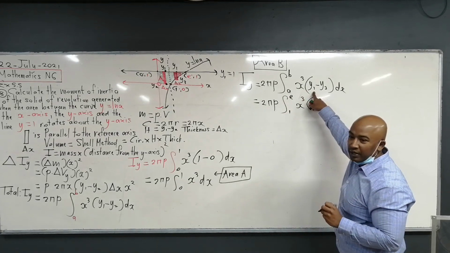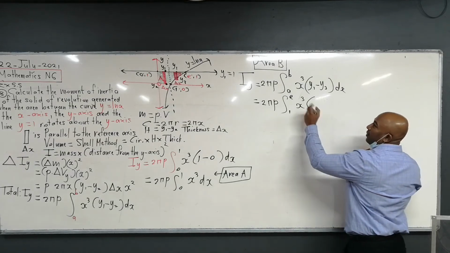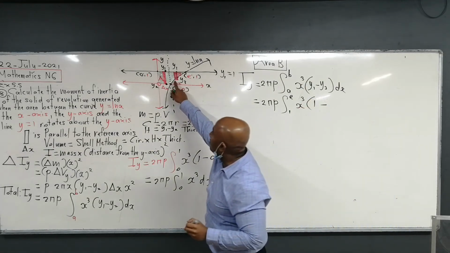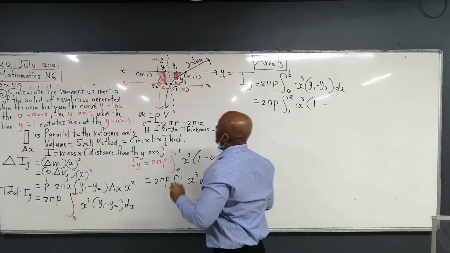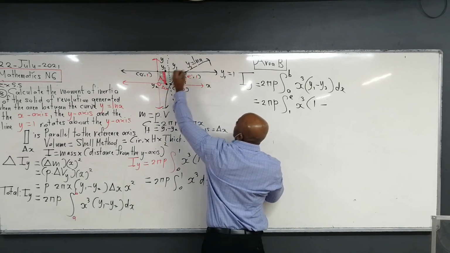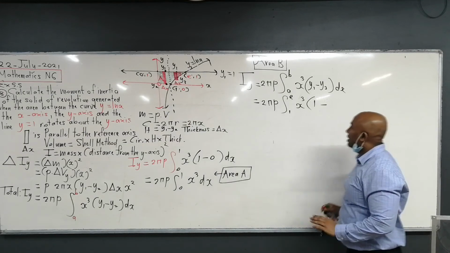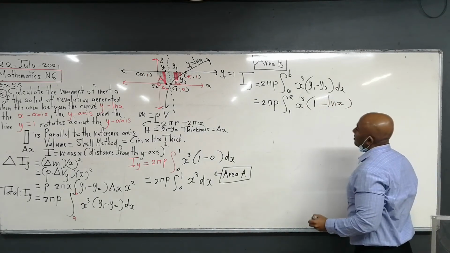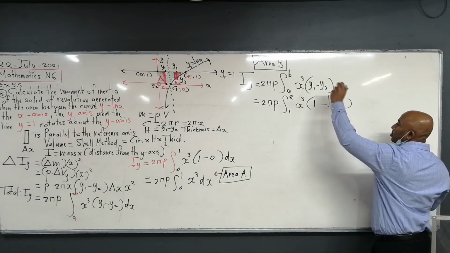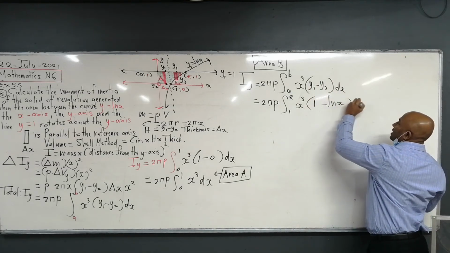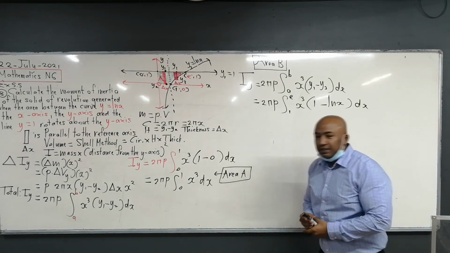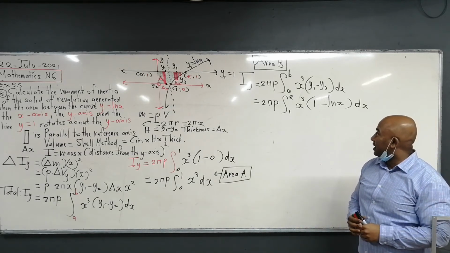What is y1? y1 is 1, but y3, what's touching the bottom here, is the graph ln x, which I call y3 for this problem. So that's going to be ln x, dx. Right, so now we can go and work this out.